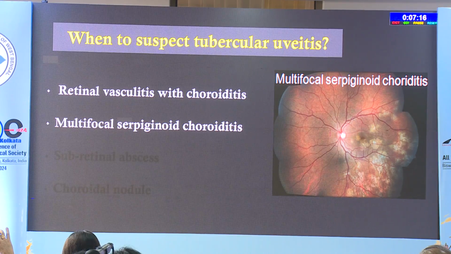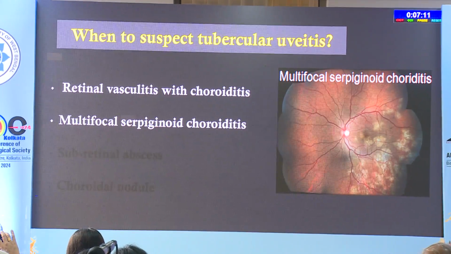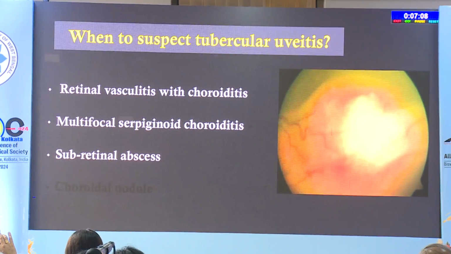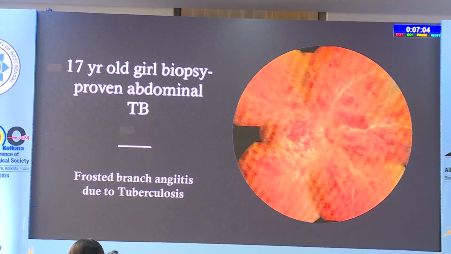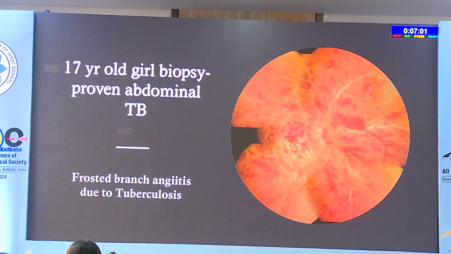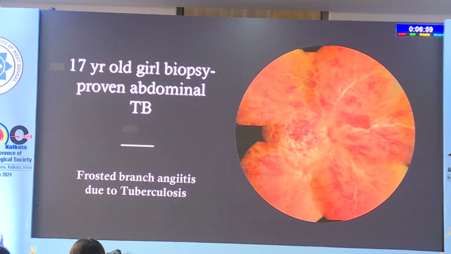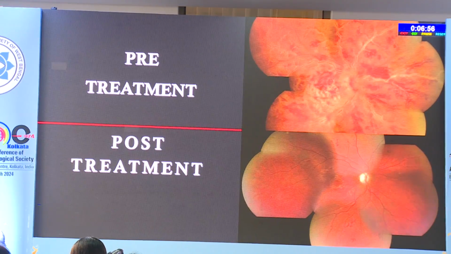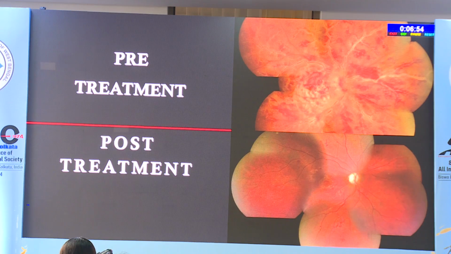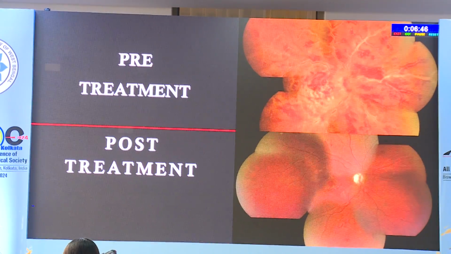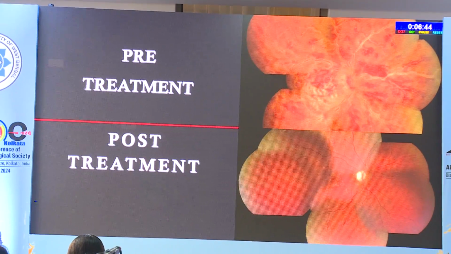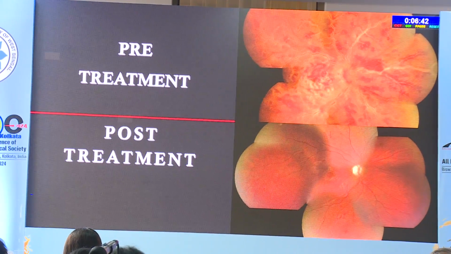The PGI group has done a lot of studies to establish this new entity, subretinal abscess, choroidal nodule. This is a 17-year-old girl with biopsy-proven abdominal TB, who presented with meningitis due to abdominal tuberculosis. And look at the treatment. With the effect of treatment, you can see a complete resolution of the lesion. This is often a curable disease, and you can have successful resolution of the disease with appropriate treatment.